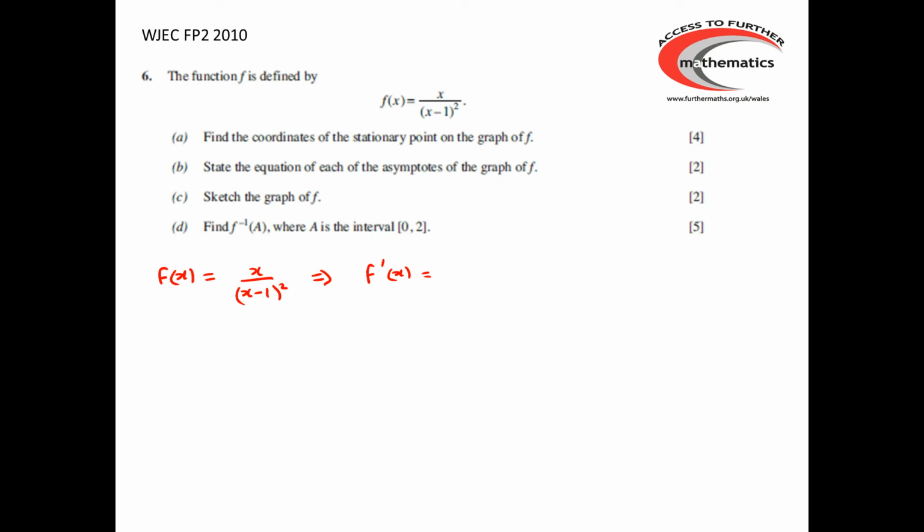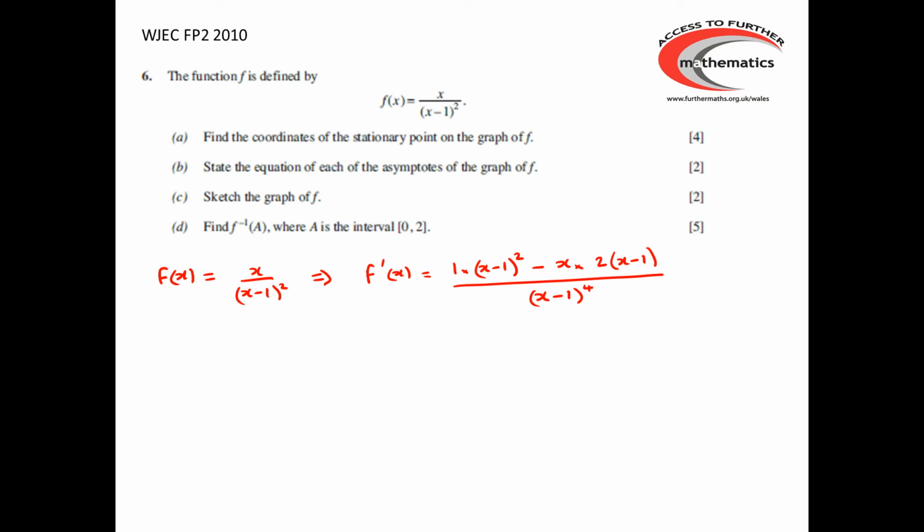So f dash x, well, we'll need to use the quotient rule. So first of all, differentiate the x is 1 times by the bottom, which is x minus 1 squared, take away x times by the derivative of the bottom, which is 2 lots of x minus 1, divided by the bottom squared. So that's x minus 1 to the power 4.